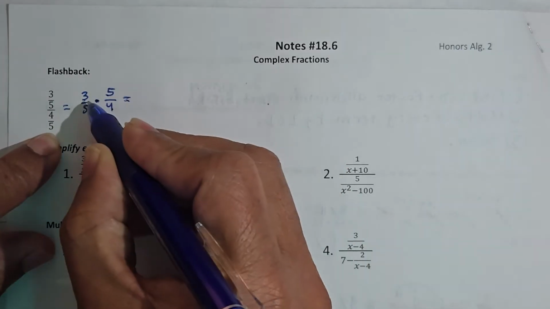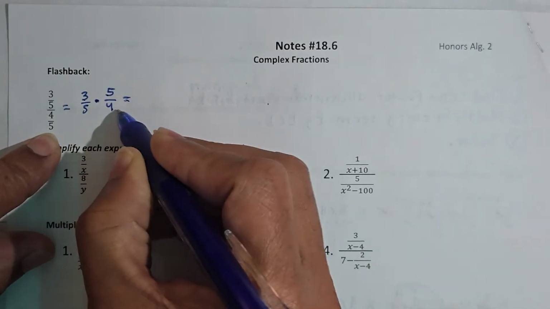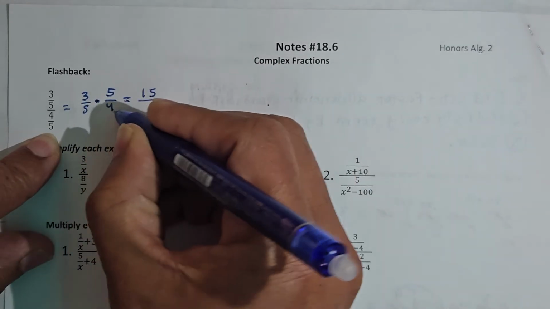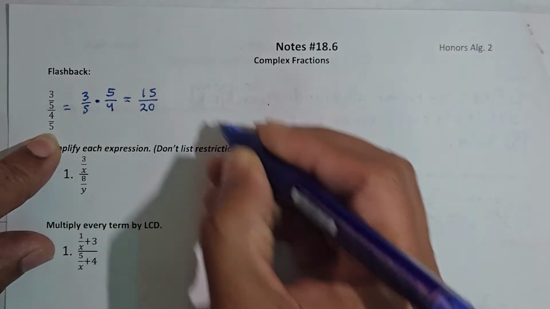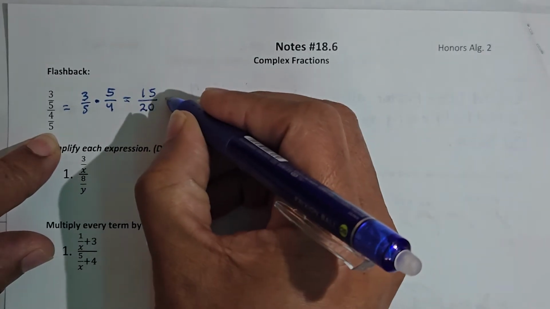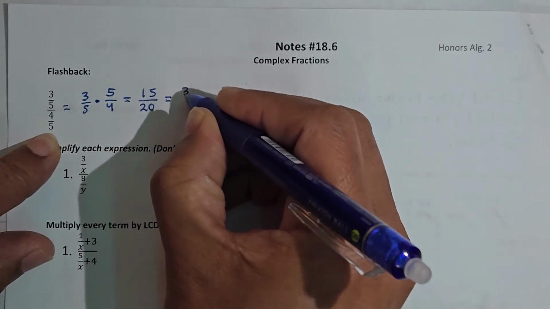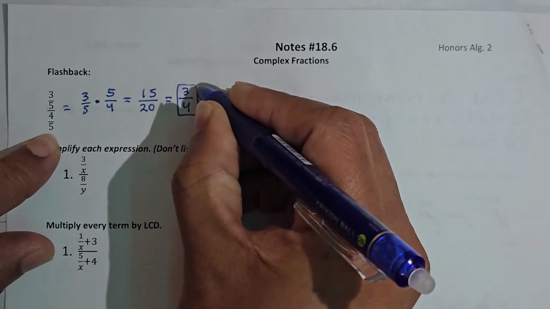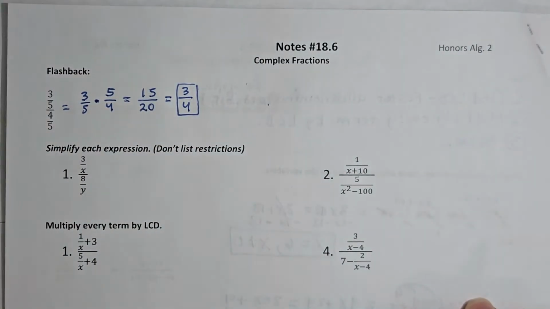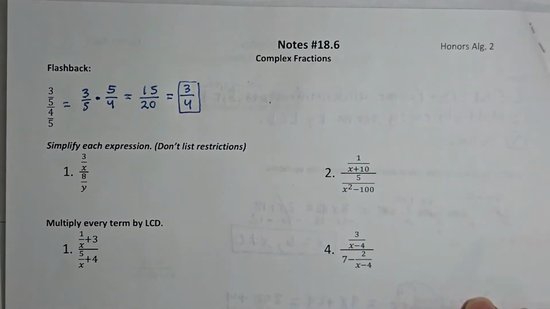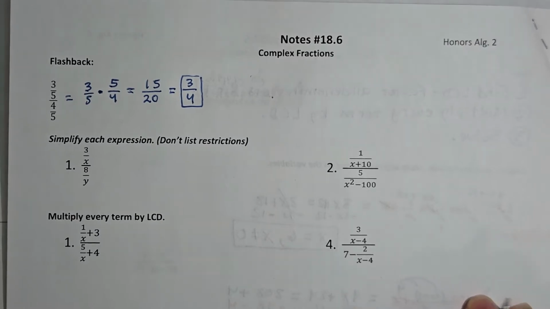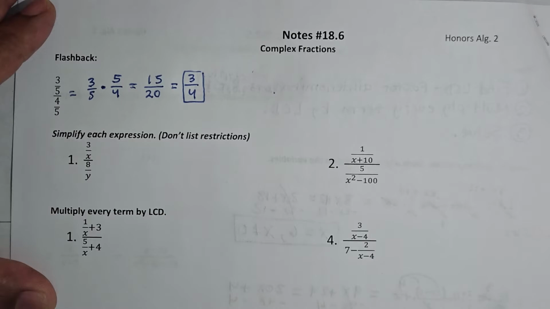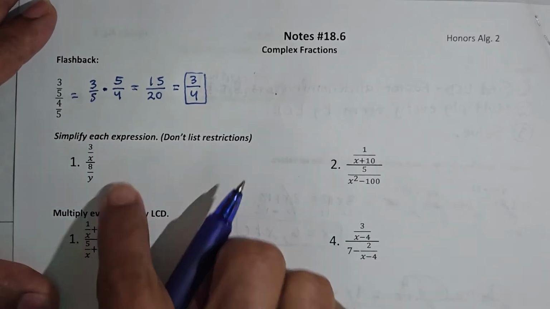Then you multiply tops with tops and bottoms with bottoms: 3 times 5 gives you 15, and 5 times 4 gives you 20. But then you can simplify this because 5 goes into 15 3 times and 5 goes into 20 4 times. So this division problem becomes 3 over 4, or 3/4. Okay, so the point is just multiply by the reciprocal. Let's use that same idea with the next example.